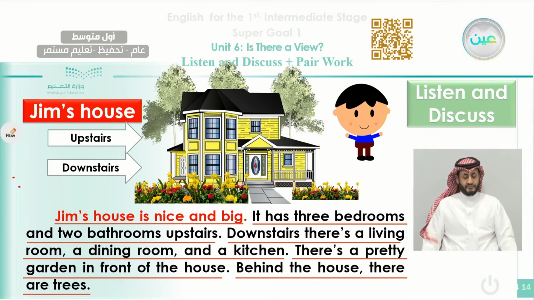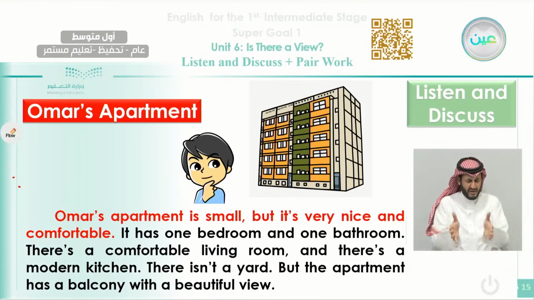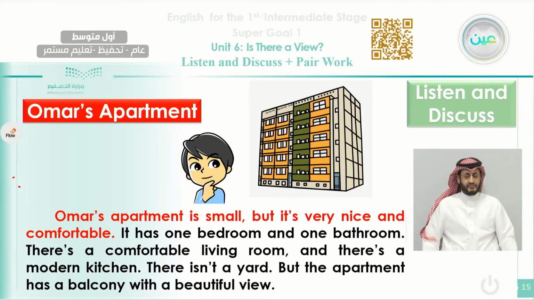Okay, this is Jim's house, and you can tell that it is a big house. It has an upstairs section and a downstairs section. Okay, there are flowers, there are trees. And as you can see here, also there is a kitchen, there is a pretty garden in front of the house, and there are some trees at the back side of the house. Let's find out more about another home actually. It's called an apartment. Usually the apartment is smaller than the house. That is Umar's apartment.